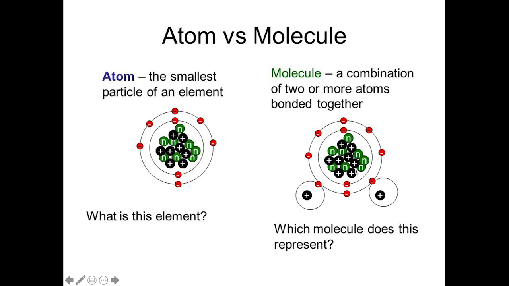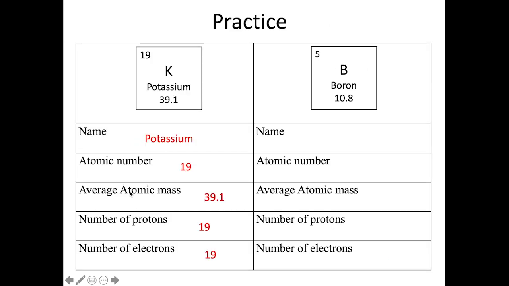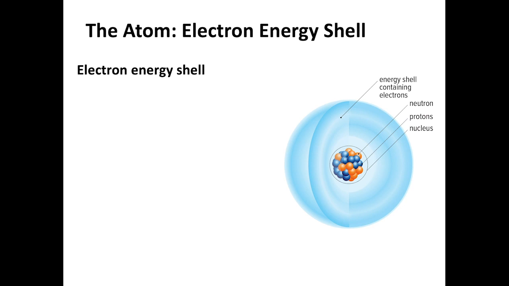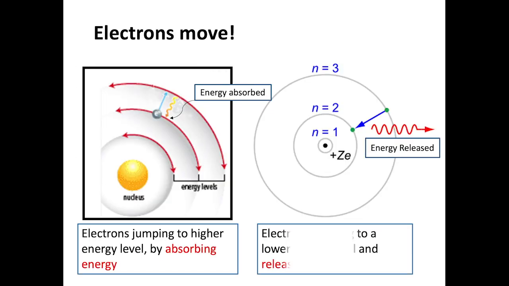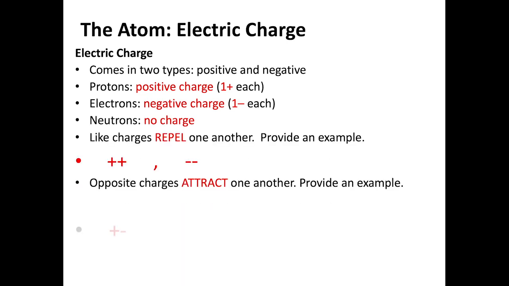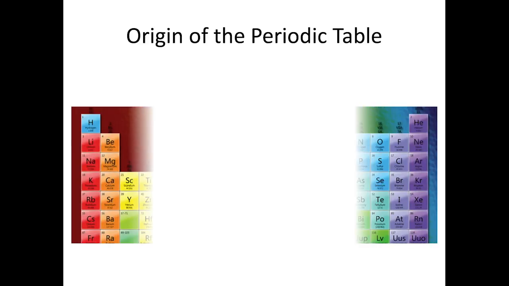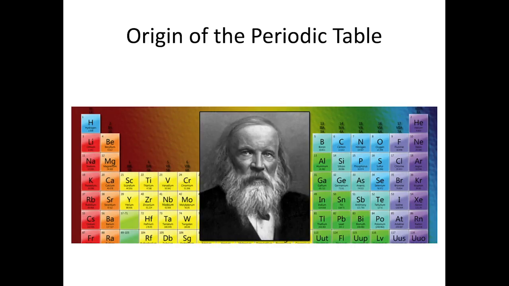We're not going to get into that, but I want you to understand the difference: an atom is an element. So we're talking about something that exists on this periodic table.